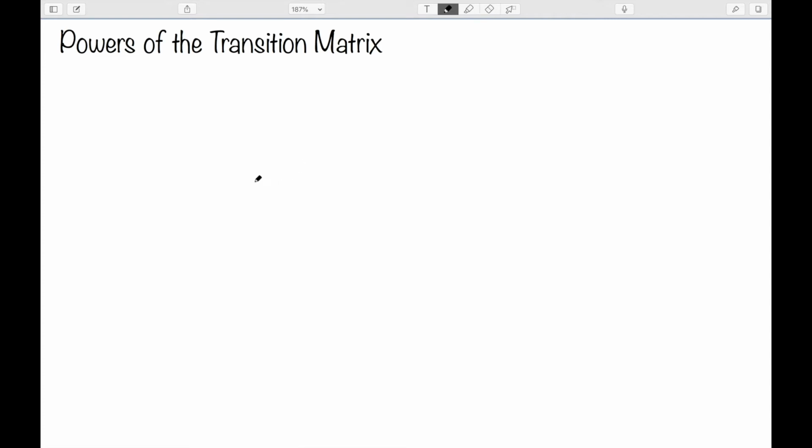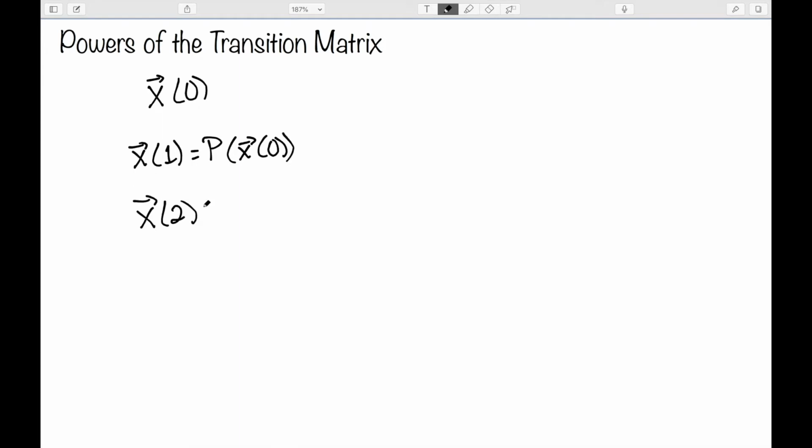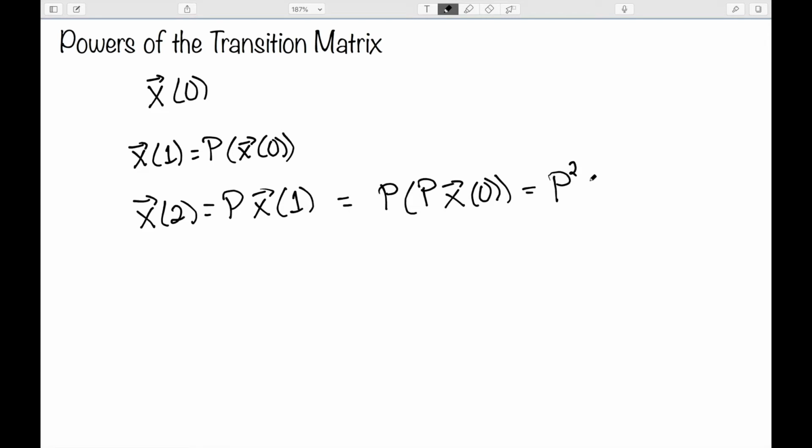In this video, I want to talk about powers of the transition matrix. If we have a Markov chain with an initial state of x0, then we know x1 is equal to P times x0. We know x2 is equal to P times x1, and x1 is P times x0. So this is P squared x0.